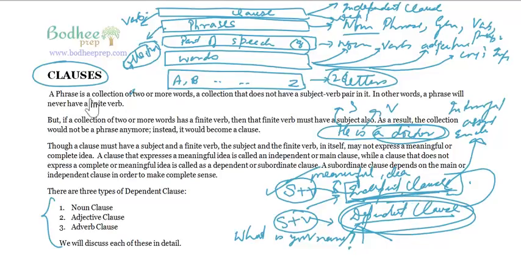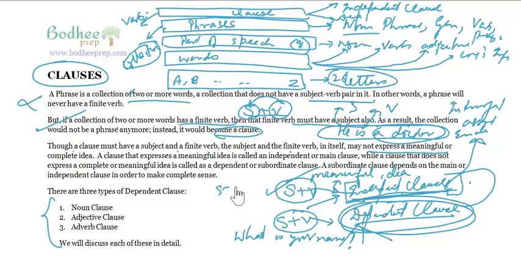It says here, a phrase is a collection of two or more words that does not have a subject-verb pair in it. We have discussed this again and again. But if a collection of two or more words has a finite verb, then that finite verb must have a subject also. As a result, we have a clause, right? A clause has a subject and a finite verb, and these two must go together to form a clause. Though a clause must have a subject and a finite verb, they in themselves may not express a meaningful idea, right?